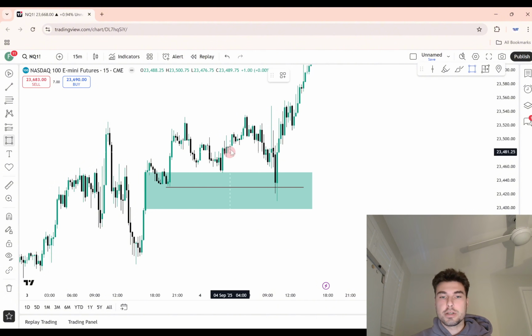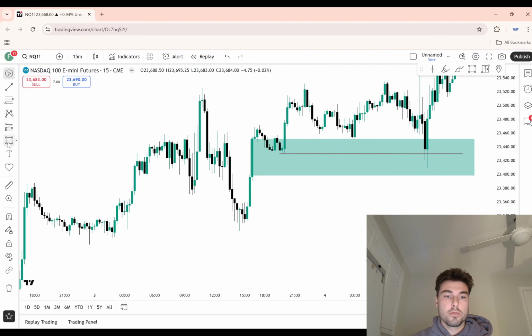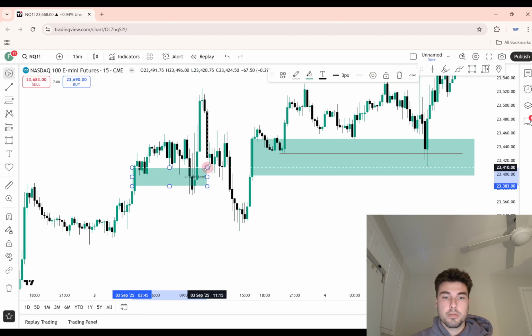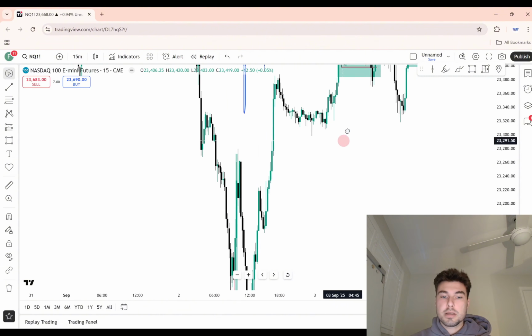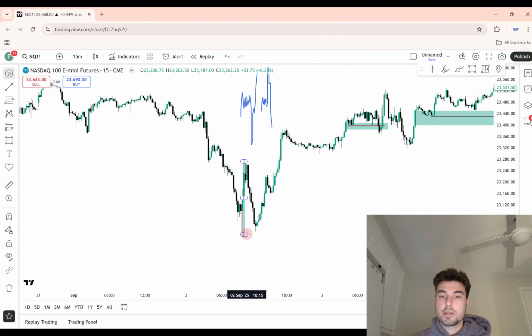We've got accumulation, manipulation into a sell side point, and then we distribute higher. The same happens here. If we go back to the previous day, we've got a 15-minute fair value gap right here. Price, again, accumulates, manipulates, it sweeps sell side, and then what does it do? Distributes back up. And we're gonna see this occur time and time and time again.